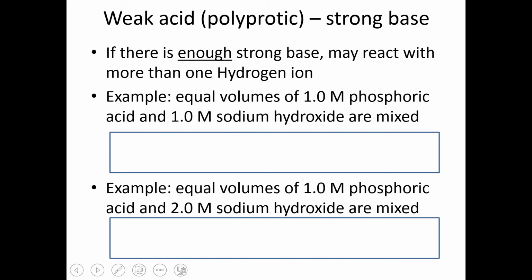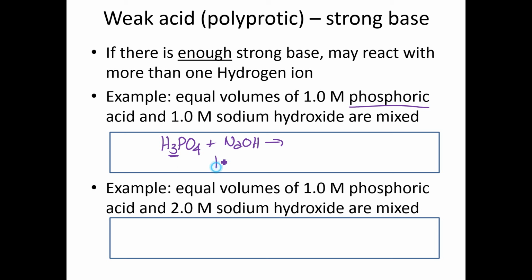All right, let's look at some examples where you have something that's polyprotic. In these examples, it depends on how much of the base or acid that you add. Here's an example. Let's say we're looking at phosphoric acid, H3PO4, and sodium hydroxide. Phosphoric acid potentially has 3 hydrogens that it could lose. But if you read this problem carefully, it says equal volumes of 1 molar phosphoric acid and 1 molar sodium hydroxide are mixed. So that means you're adding 1 hydroxide for every 1 phosphoric acid.